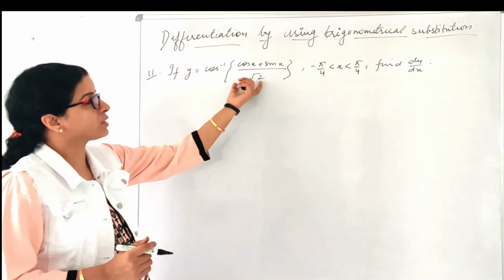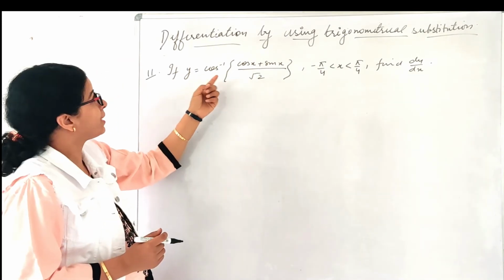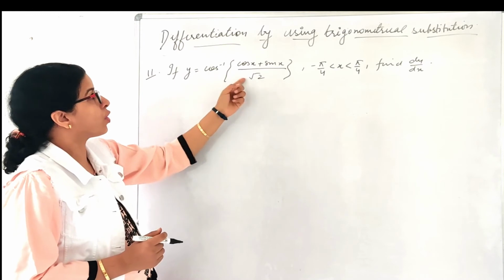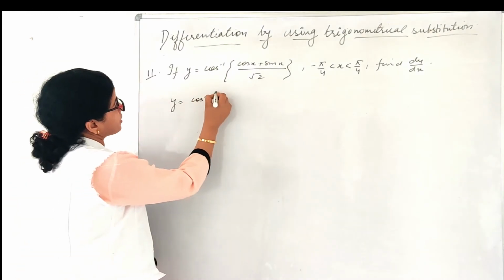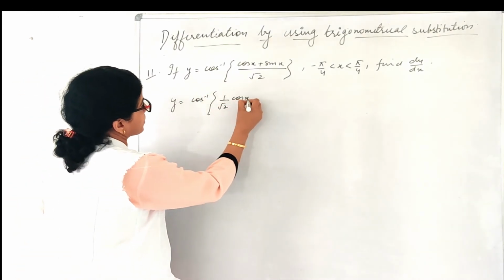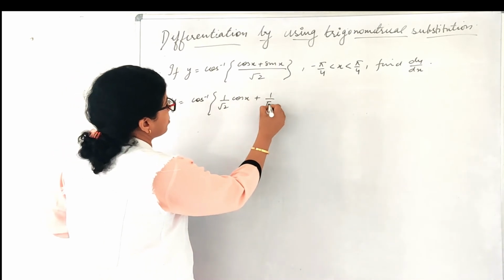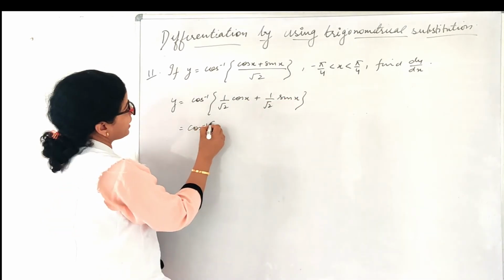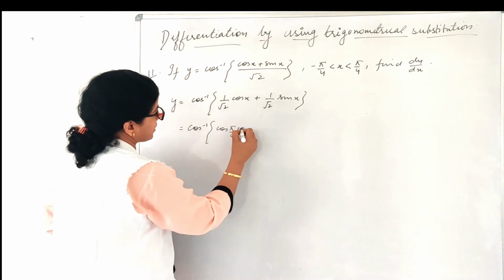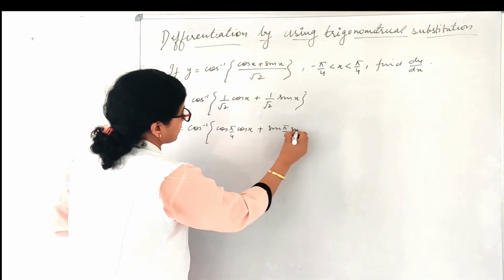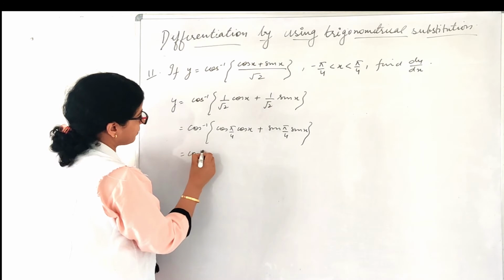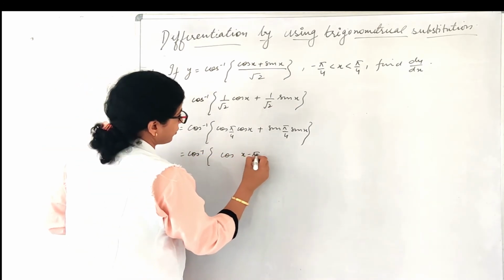So in this, substitution is not required. We will just frame this part in terms of cos. So y is equal to cos inverse of (1 by root 2 cos x plus 1 by root 2 sin x). I can write this as cos pi by 4 cos x plus sin pi by 4 sin x. So it will become cos inverse cos (x minus pi by 4), right?